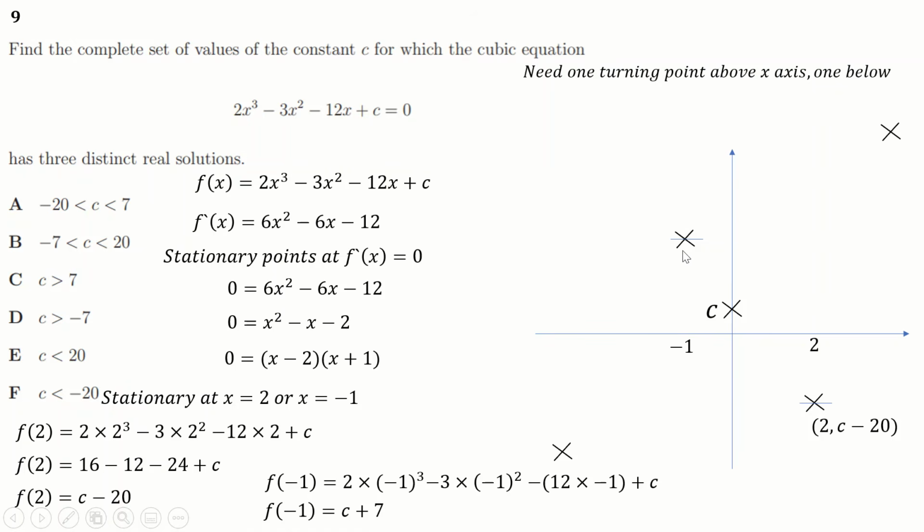Now, for this to happen, though, I need 2 things. I need this thing here. I need it to be above 0. I need it to be a positive thing. So I need c plus 7 to be positive, which means I need c is bigger than minus 7.